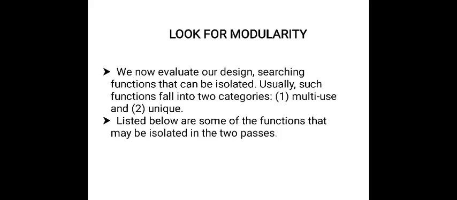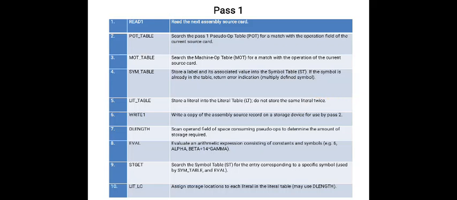So let us have a table. In the next slide I will show a table depicting the functions that may be isolated in the pass 1 as well as pass 2 phases. This slide depicts the pass 1 table, wherein we have some functions and their meaning. The first one I am going to read here is READ 1. What this does is read the next assembly source code by using your LC value.